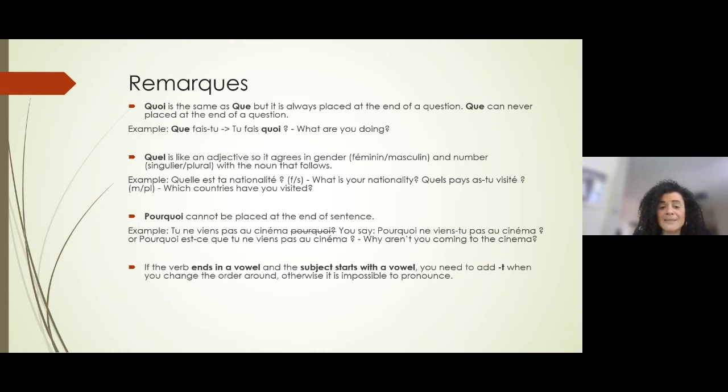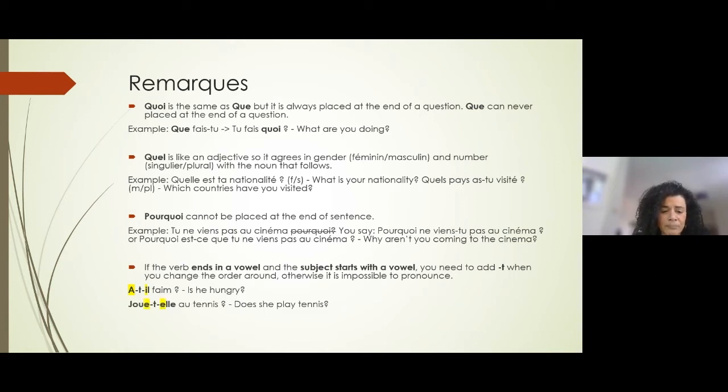If a verb ends in a vowel and the subject starts with a vowel, you need to add T when you change the order around, otherwise it is impossible to pronounce. Example, a-t-il faim? Is he hungry? So you see, a is the verb, il is the subject. They both have a vowel. So when I invert the verb and the subject, I need to put a T in between.